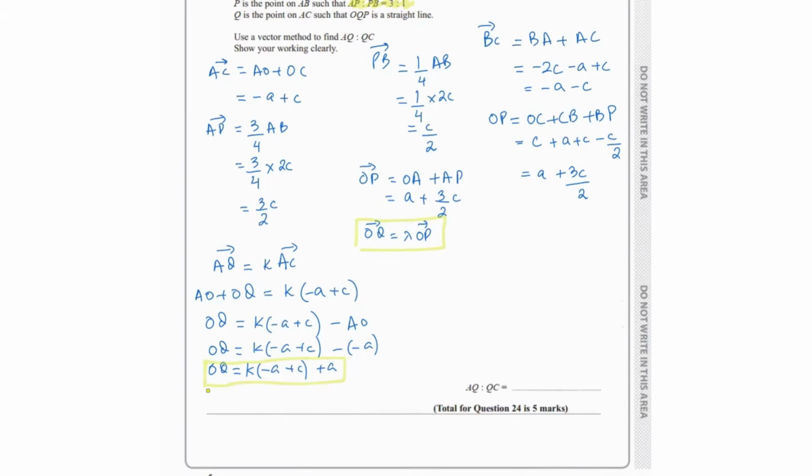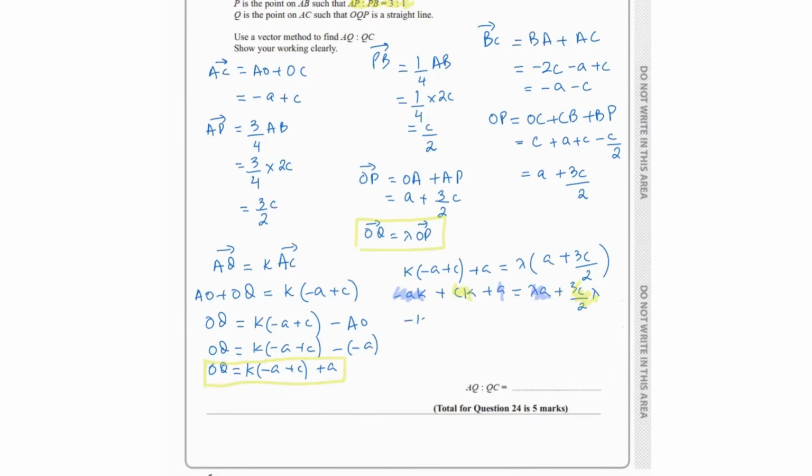We're going to put these two equal to each other. We found OP. OP is A plus 3C over 2. So it's going to be like this. This is what we'll write. So now that's negative AK plus CK plus A equals lambda A plus 3C over 2 lambda. We'll put the coefficients of A equal to each other on both sides and coefficients of C equal to each other on both sides. So we have two separate equations.